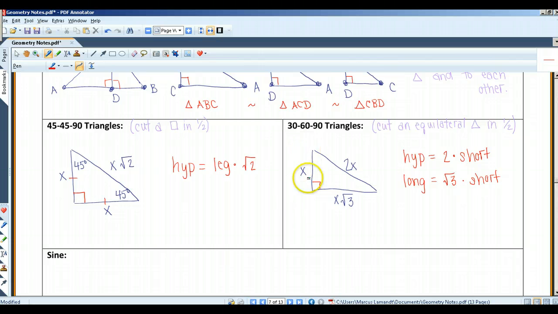So for example, let's say the short leg was 3 centimeters long. The long leg would be 3√3 centimeters, and the hypotenuse would be 6, because 3 times 2 is 6.